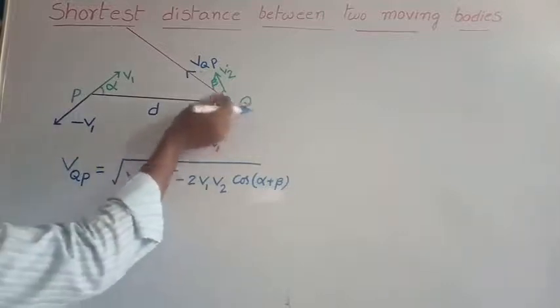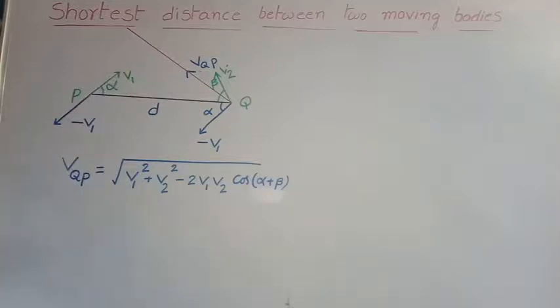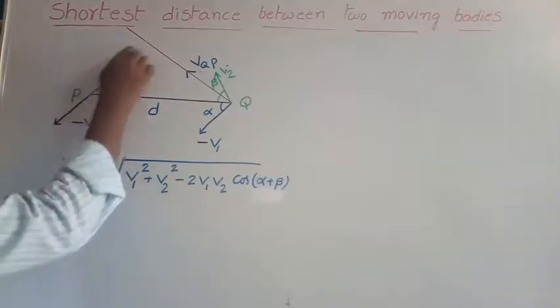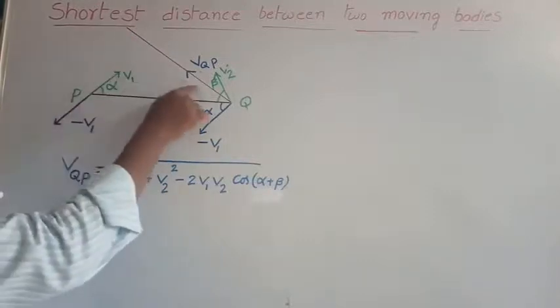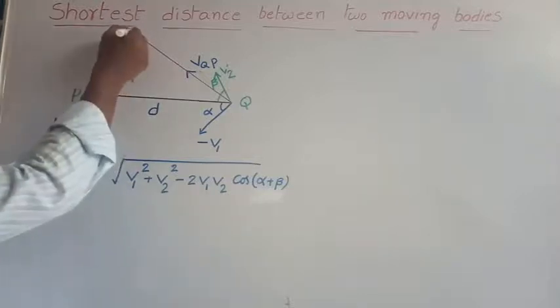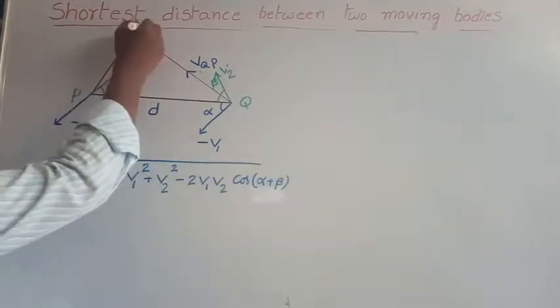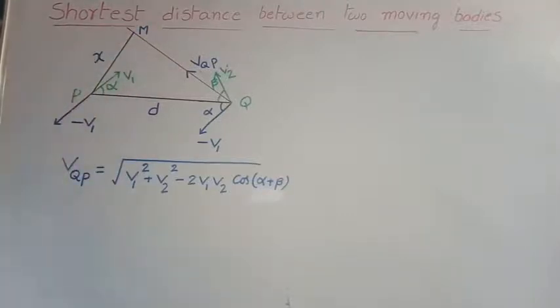After t seconds the particle reaches another point, which I am assuming is M. So you draw one perpendicular line from point P onto this VQP line. That gives the shortest distance or minimum distance between the two particles. I draw one perpendicular line, and this perpendicular line cuts this line at point M. This PM gives the shortest distance between P and Q after t seconds.